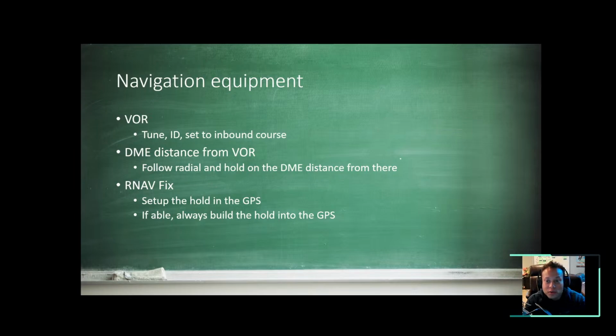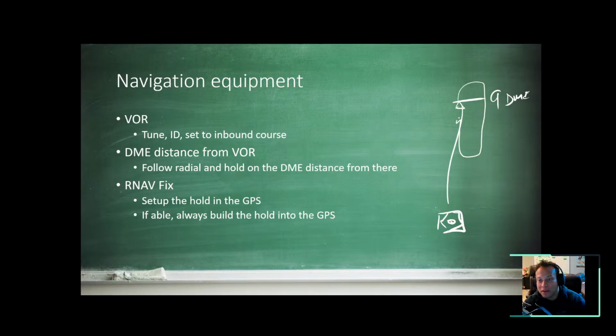If you're doing a DME hold, let's pretend this is a well-drawn VOR, and they say, hold 9 miles out from the VOR, a 9 DME from the VOR. You do the same thing. Pick up the VOR frequency, listen to it, make sure it's active, and then go fly 9 miles out, and then start your hold. You basically start the hold when your instruments say you are 9 DME from the VOR station, or from whatever station they told you to hold from.